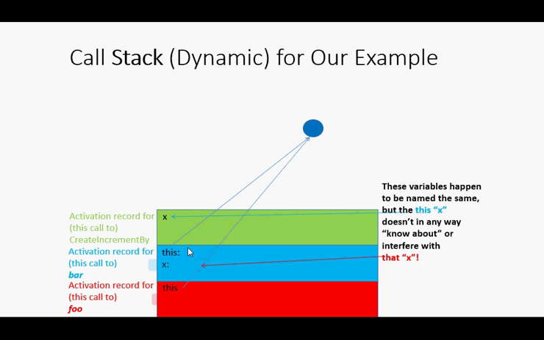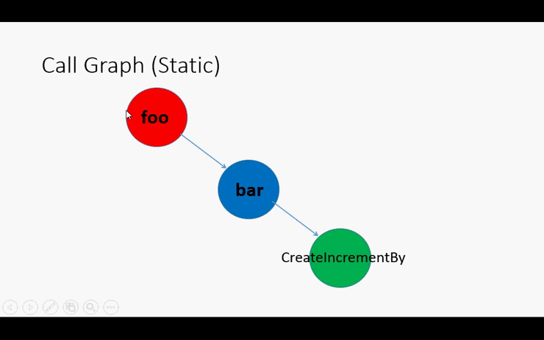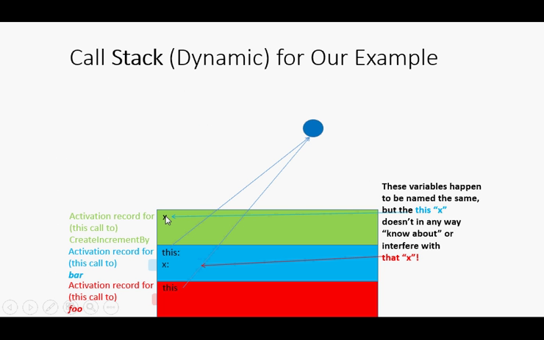When create increment by disappears, in other words, when it returns this function here, this closure, what happens to the green activation record? What happens to it? It gets popped off. This disappears. It's deallocated. It just leaves it and it's ready to be overwritten. It can be overwritten after that with a call to something else.